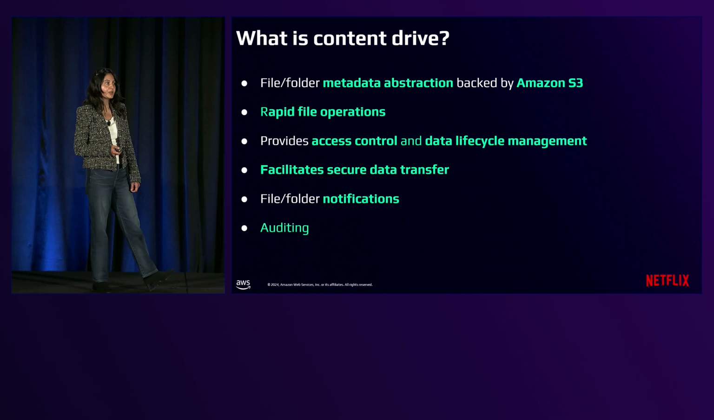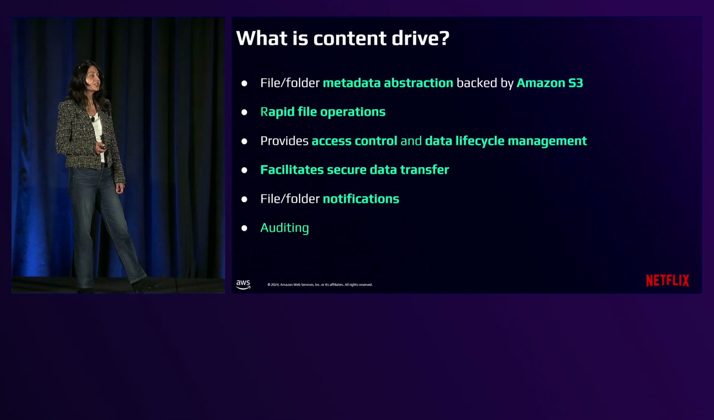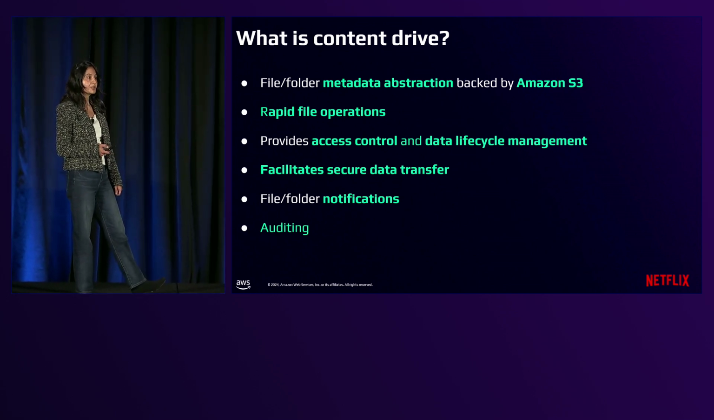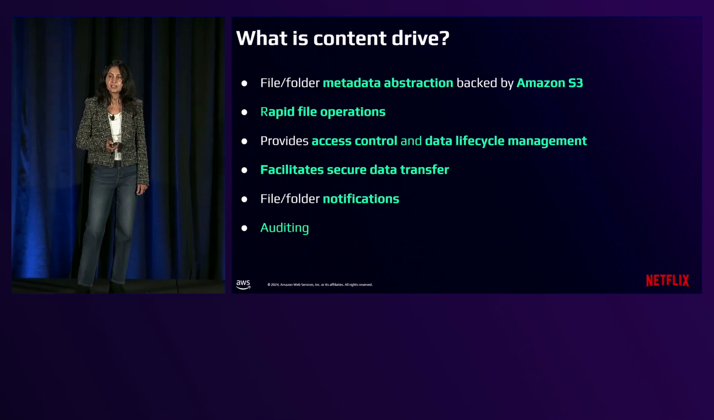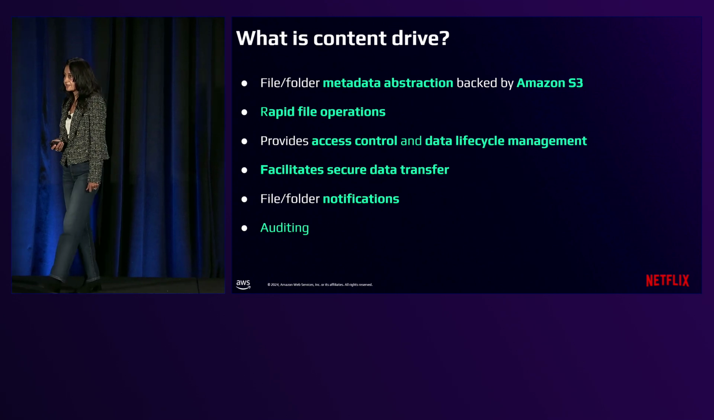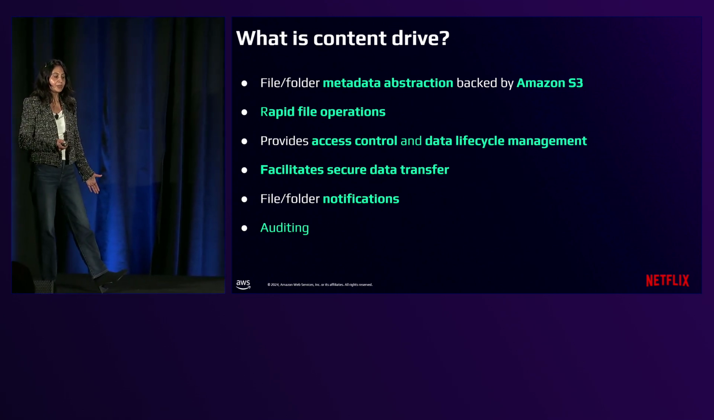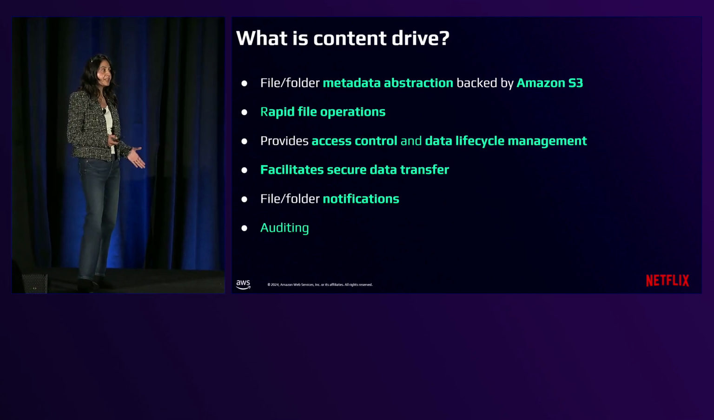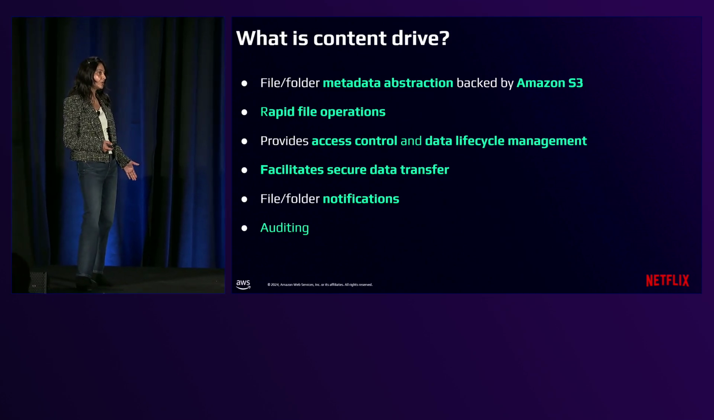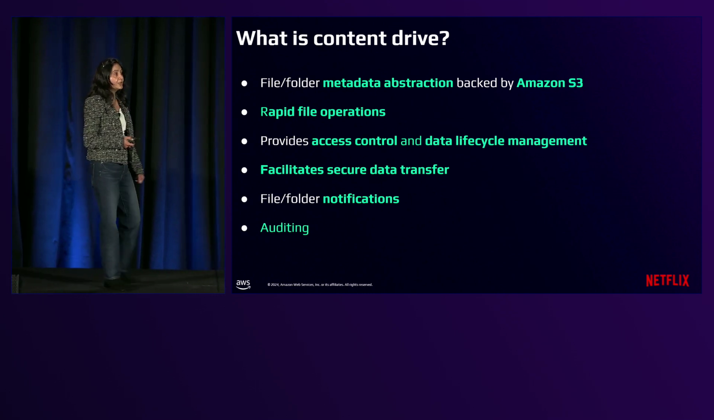So we came up with the concept of Content Drive, which can be leveraged in multiple scenarios. So what is Content Drive? In simple terms, Content Drive is a metadata abstraction layer on top of Amazon S3. It's a file folder metadata abstraction. Note that. So we create a file folder metadata abstraction on top of the objects that are actually stored in Amazon S3. This gives us huge advantage.